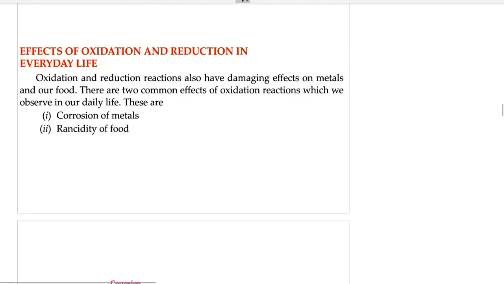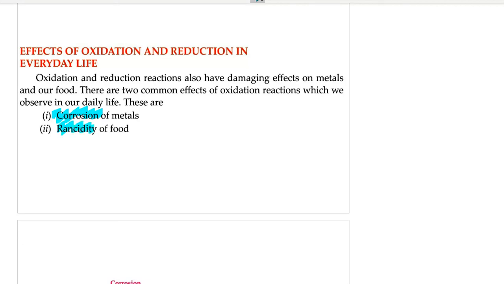You know what is corrosion? Corrosion is not rusting. Rusting is a type of corrosion. There are many types of corrosion because rusting takes place only in iron. So iron corrodes and it forms a special substance which is brown in color called rust.